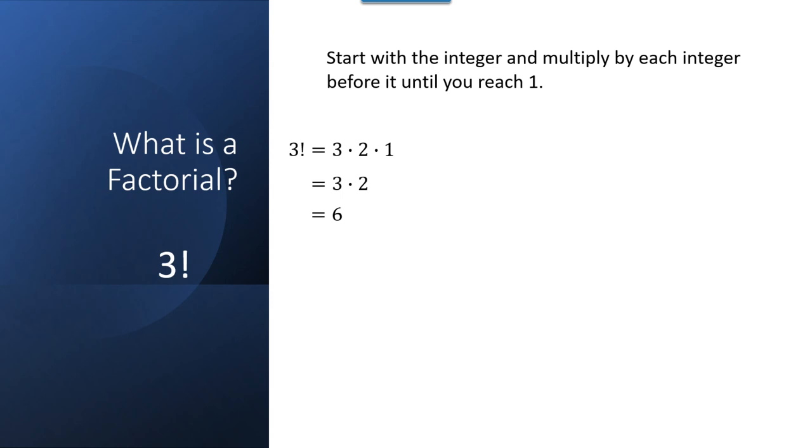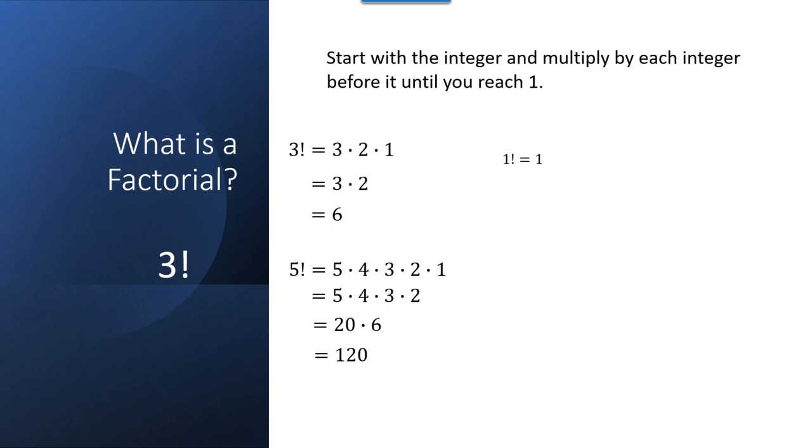Another example, let's go a little bigger, 5 factorial. Now that's going to be 5 times 4 times 3 times 2 times 1. And if I start multiplying that out, I can do it in any order and group things. It's multiplication, so I can do 5 times 4 is 20, and 3 times 2 is 6, which would multiply to get me 120.